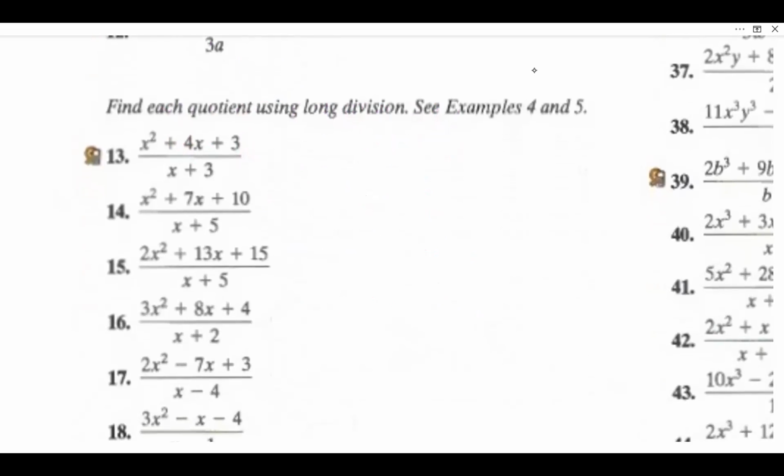If you have any questions, please mark them in your notebook, and do it one more time. Let's see number 13. So this has two terms, right? So we need to use the steps we're teaching right now.